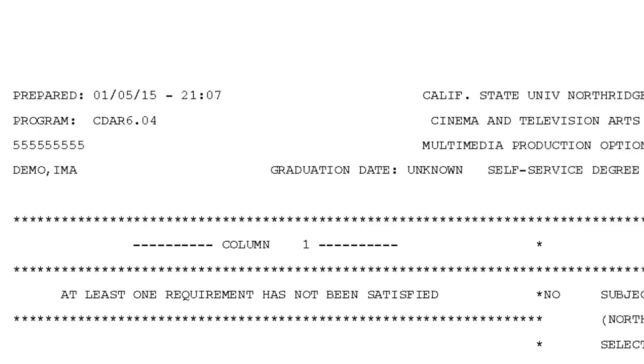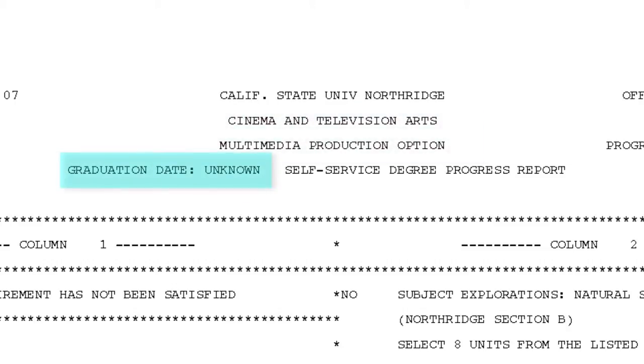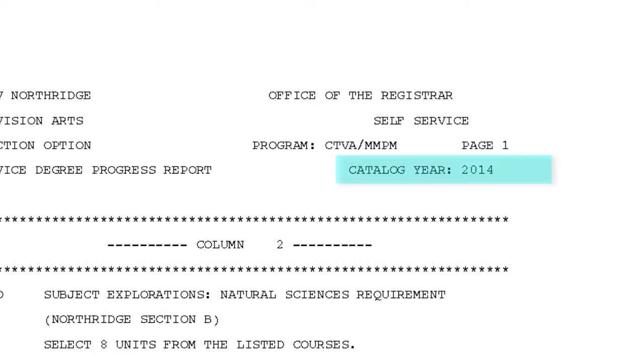You should also see the department and the option you are in. If your DPR does not show multimedia production, then you need to have this changed so that it does. You can do this online through the My Northridge portal. The graduation date will be displayed as unknown until your application to graduate has been processed. Finally, your catalog year is based on when you were accepted as a student at CSUN.